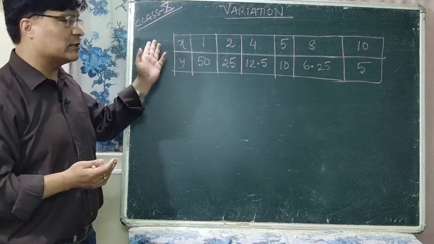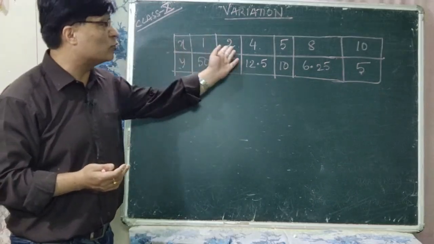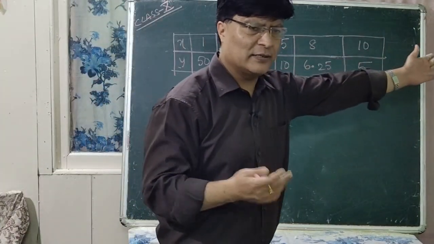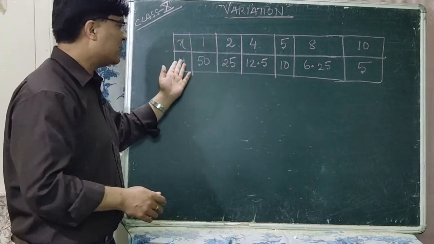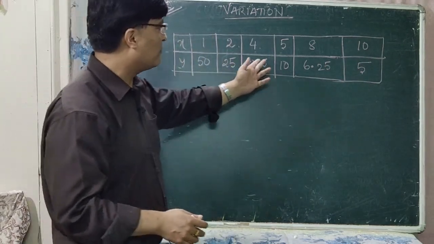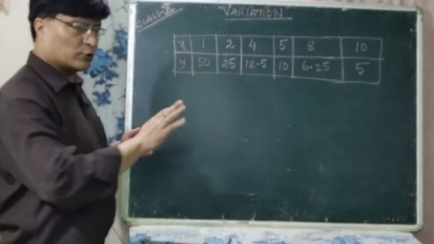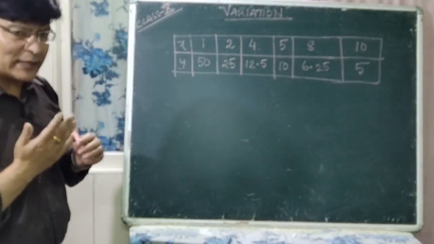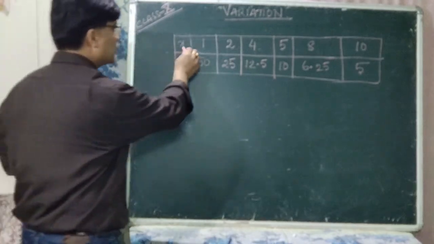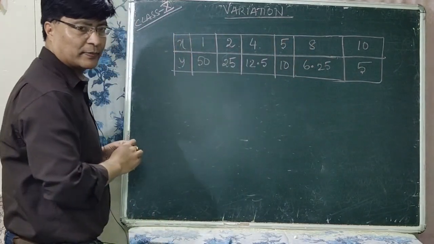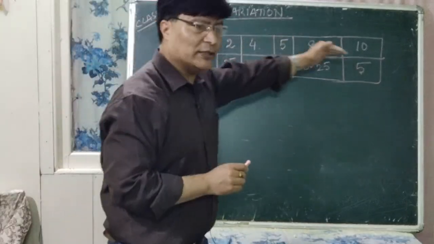यहाँ जुन चाहिँ भेरिएबल छ x can take the values here 1, 2, 4, 5, 8, 10. So x is a variable. Y can take the values here 50, 25, 12.5, 10, 6.25, 5, etc. Okay. So y is also a variable. So यो चाहिँ कसो पाराले चेन्ज हुँदैछ, x increase हुँदैछ हेर यहाँ. X is increasing out here, isn't it?